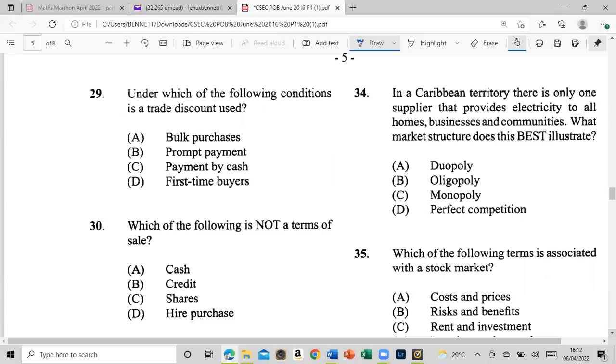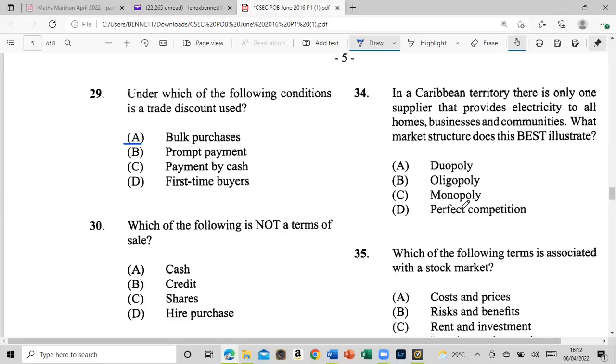Number 29. Under which of the following conditions is a trade discount used? Is it bulk purchases, prompt payment, payment by cash, or first time buyer? And that is bulk purchases.